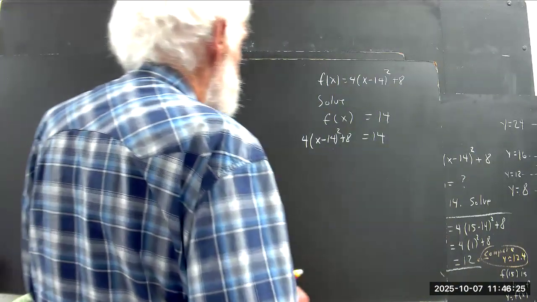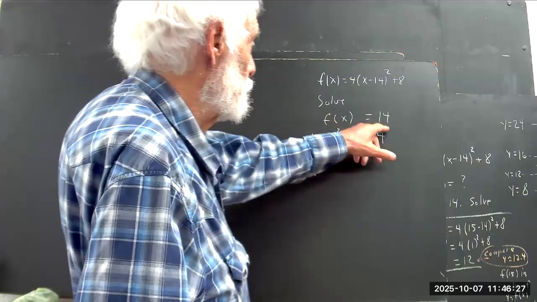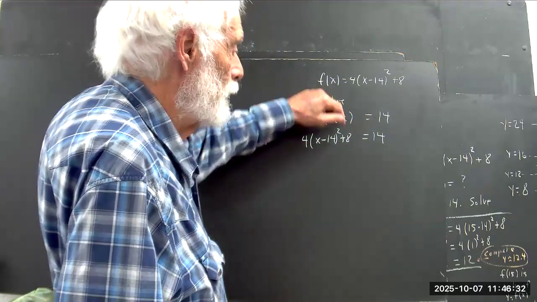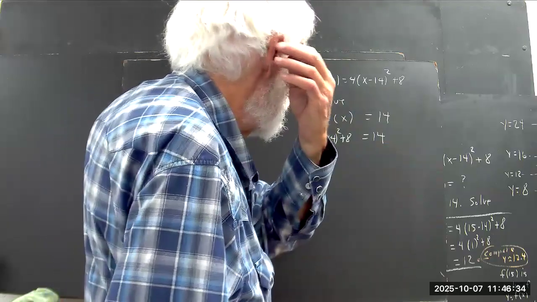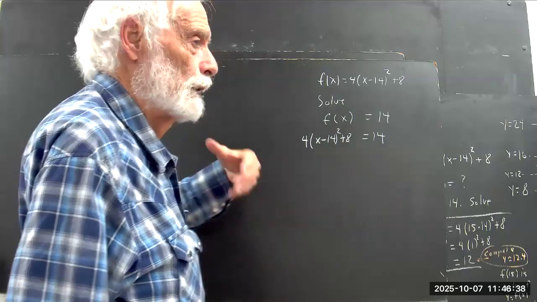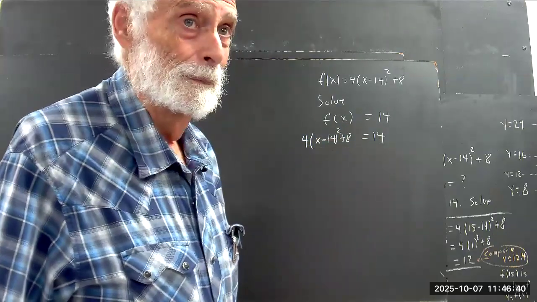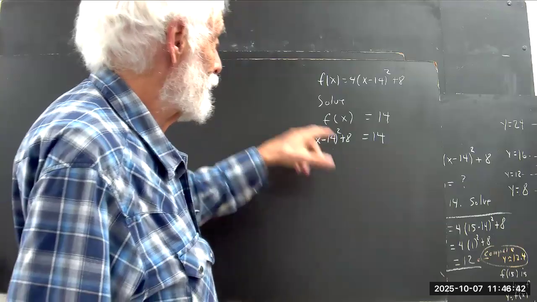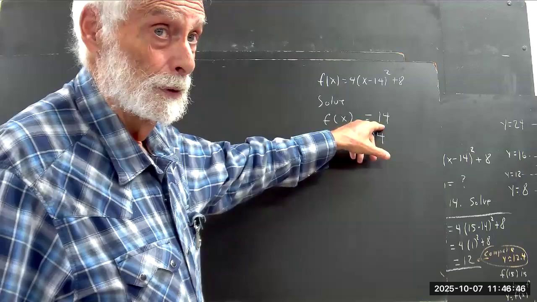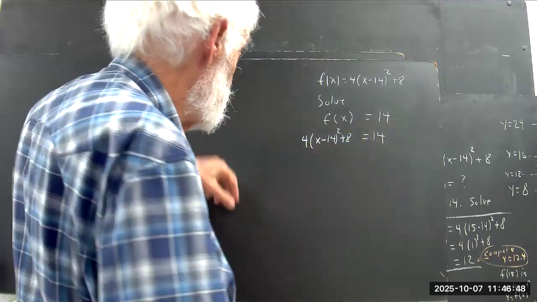Okay. Now, what's this say? It says f of x equals 14. It doesn't say anything about f of 14, although we just did f of 15. It might seem kind of natural to do f of 14 when you see that 14 there, but that's not what this says. Y is equal to f of x, so it's y that's equal to 14.